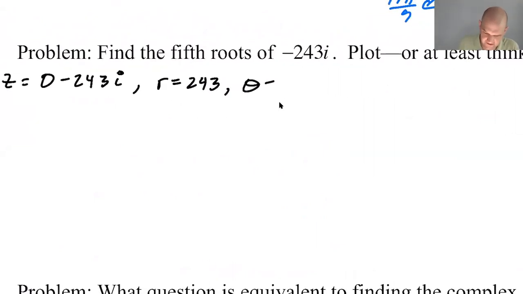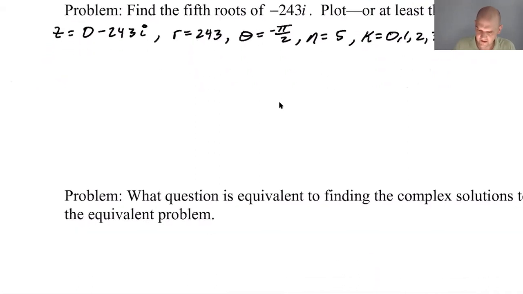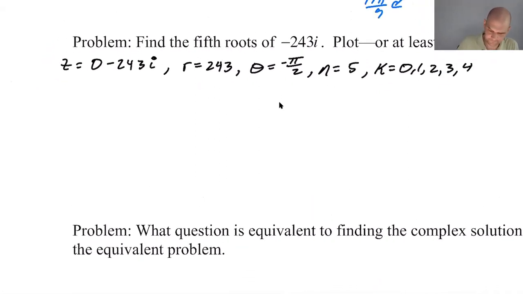This is just on the negative y-axis, so I'm going to say the angle is, I'm going to use negative pi over 2. Again, because I'm going to add stuff, and so the smaller you start, the smaller the numbers you end up with are. That's why I'm doing it. n is 5, which means k is going to go 0, 1, 2, 3, 4. So we're writing a lot. All right, so here we go.